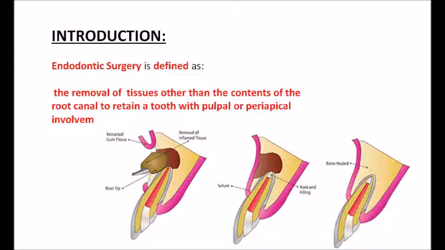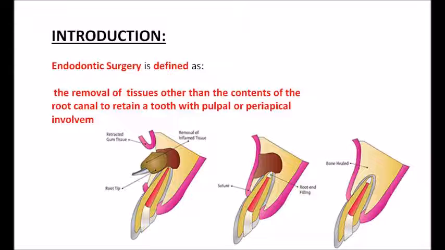Beginning with the introduction, endodontic surgery is defined as the removal of tissues other than the contents of the root canal to retain a tooth with pulpal or periapical involvement. So, in cases of pulpal or periapical involvement, that is any diseases, the removal of tissues other than the contents of the root canal is done to retain the tooth. In disease cases, to remove the tissues other than the root canal contents and to maintain the tooth within the oral cavity, the treatment option is endodontic surgery.